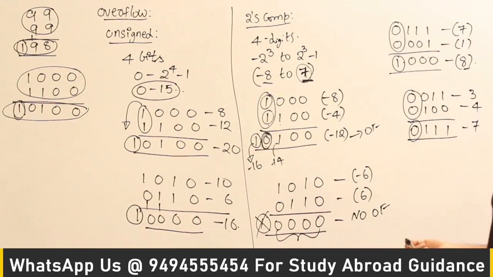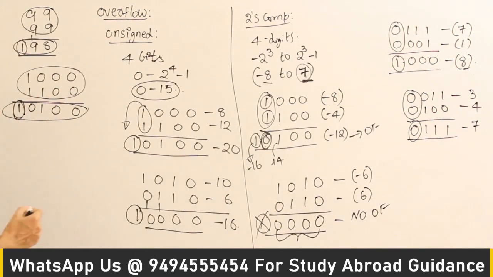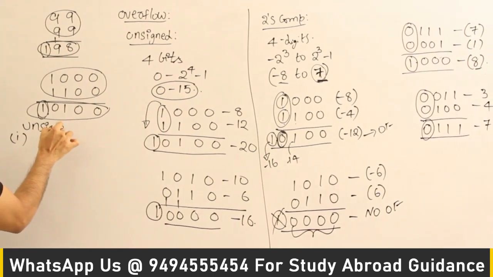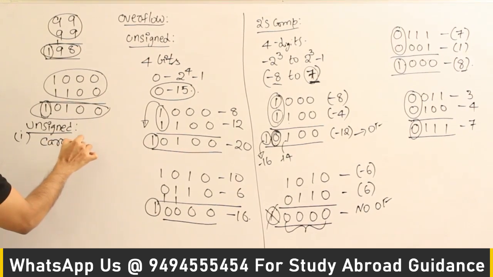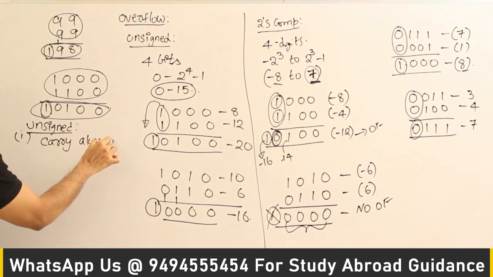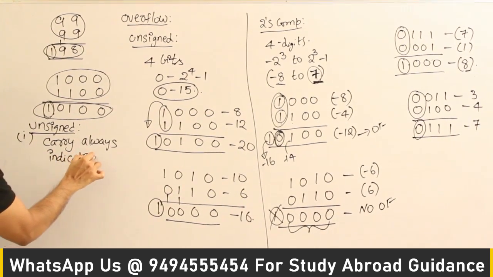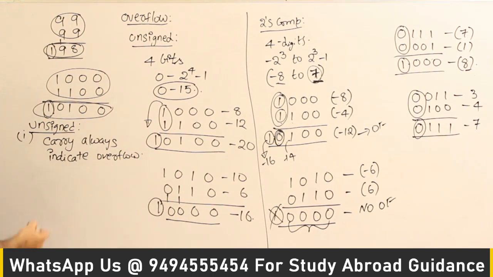We have to look at these rules. So what are the rules? So the rules are this. Rule number 1. I am just writing the rules in case of unsigned. So in case of unsigned numbers, carry always indicates overflow. This is unsigned numbers, right?